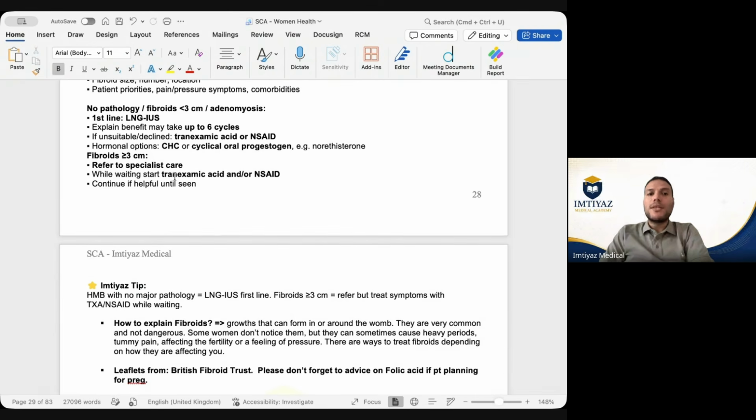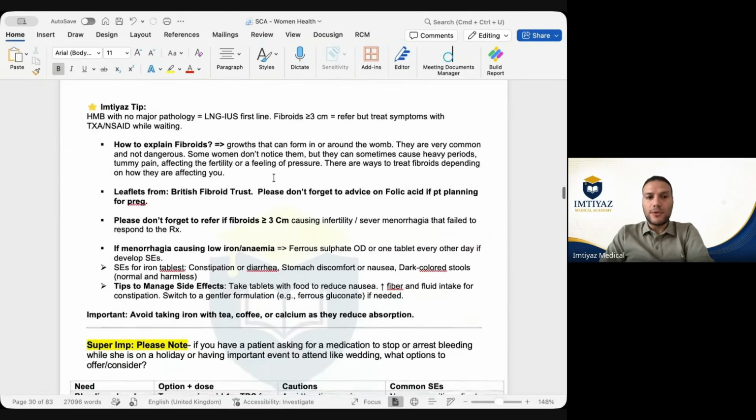If she's having fibroids 3 centimeter or more, we need to refer, and in the meantime, we can give tranexamic acid or mefenamic acid. Okay, very important.